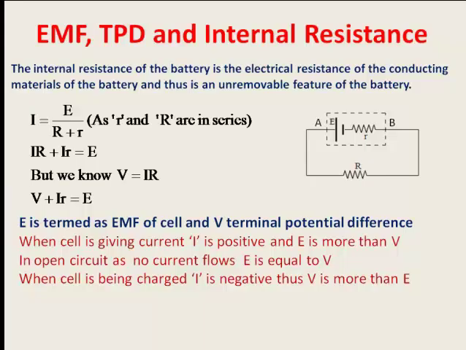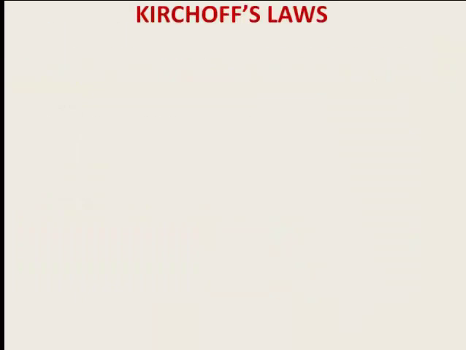And there's a third case, when the cell is being charged. Remember, for a chargeable cell, the positive of the cell does not give out charge, it takes the positive charge. That means the current flows into the positive terminal. When the cell gets discharged, the current comes out of the positive. But here the current is going into the positive. Hence we say I is negative. So when the cell is being charged, I is negative. Hence the voltage is more than E. This is about the terminal potential and EMF.